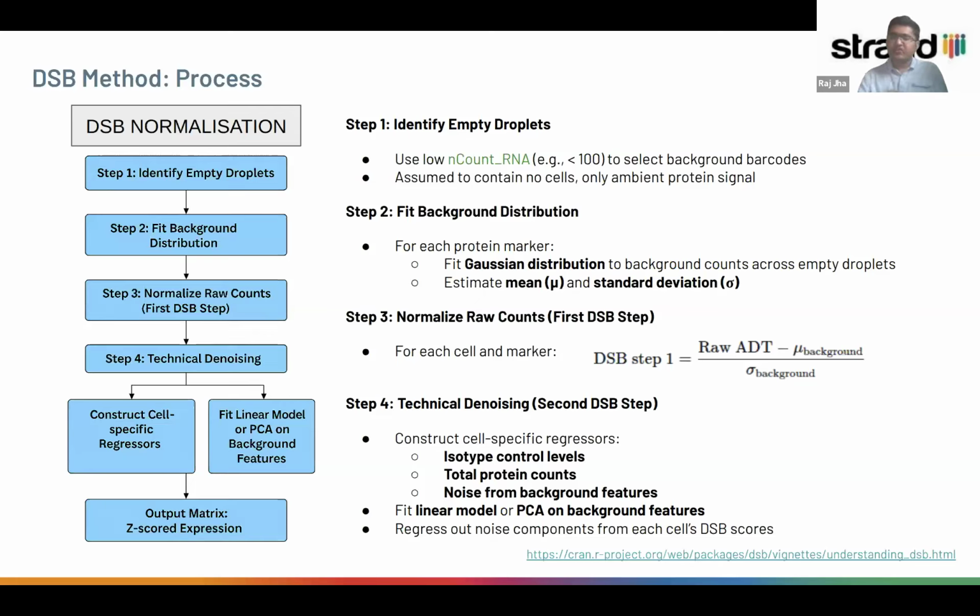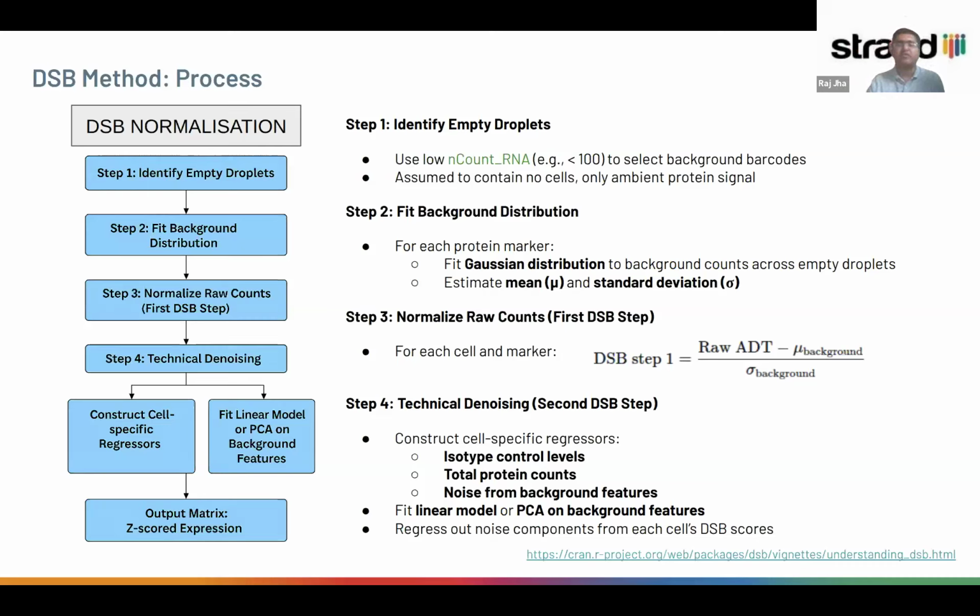Then comes the second step, which is totally optional. If you have the means, by all means go for it. But if you don't have it, do not sweat over it. It's fine. If you have particular cell-specific regressors that you don't want, for example if your markers have different isotypes that you don't want, you can use isotype control levels. If there is noise from background features that you don't want, you can do that.